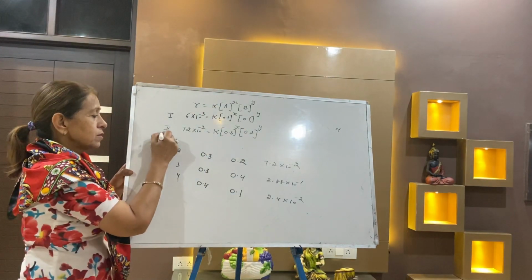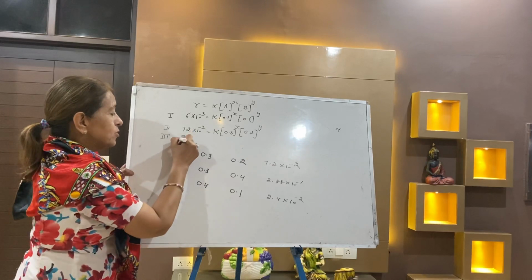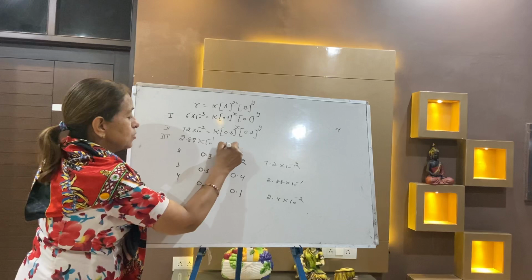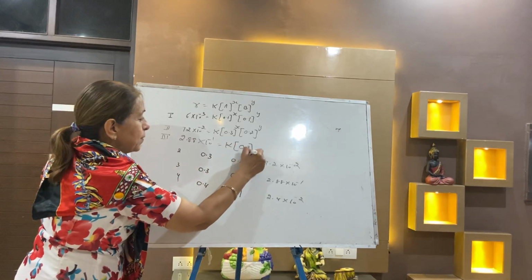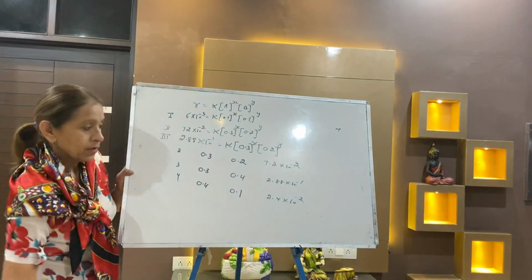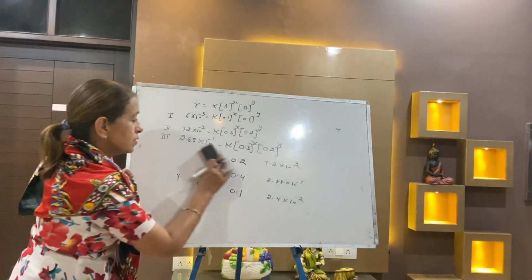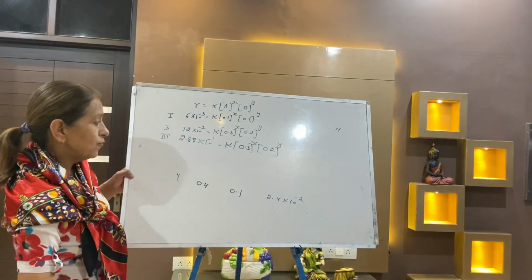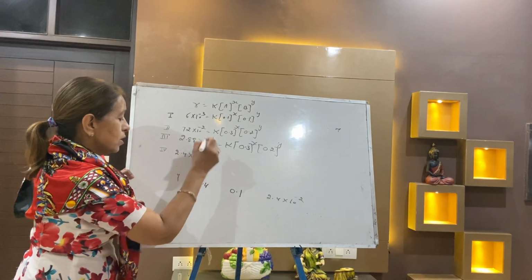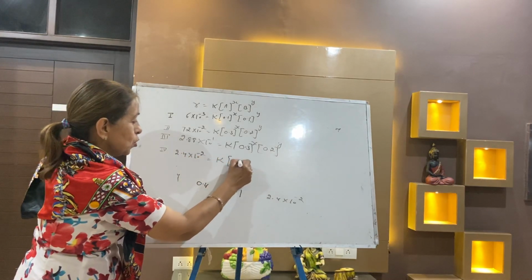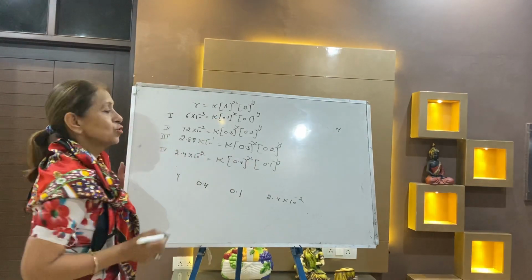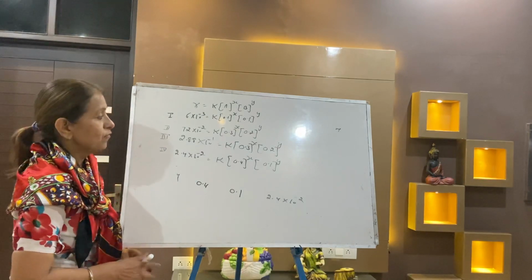The third is 2.88 into 10 raised to power minus 1 is equal to K, 0.3 power X and 0.2 power Y. Next, the fourth is 2.4 into 10 raised to power minus 2 is equal to K, 0.4 power X and 0.1 power Y. So you have four occasions, and you have put in the values.